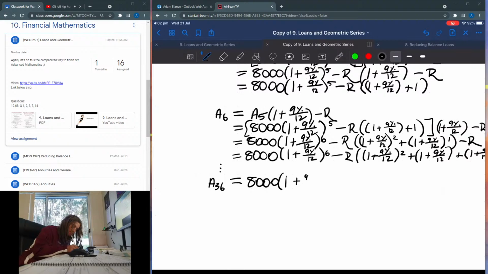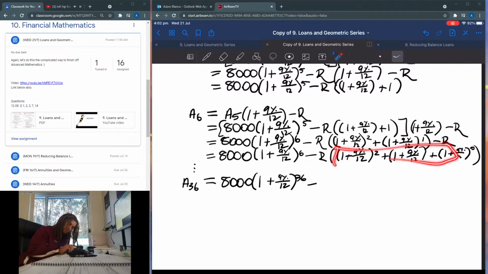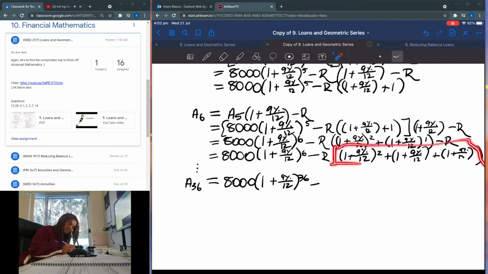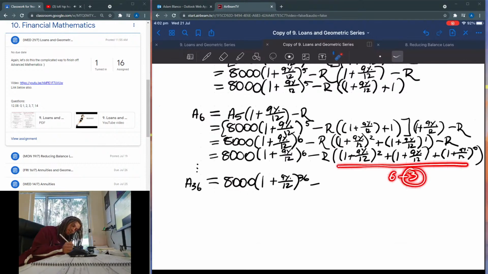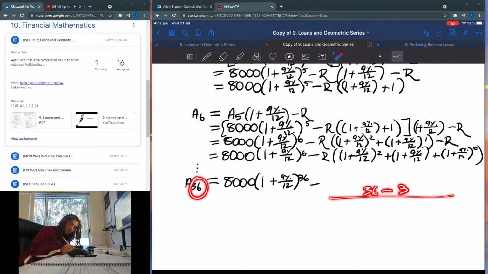8,000, 1 plus 9% on 12. Now, I'm just following the pattern. There's a 6 here and a 6 here. 36 here, which means this has to be a 36. Now, I want all these terms. So all these terms, there's 3 of them, and this was a 6. So that means there's 3 less than, so like if this is 6, the amount here is 6 minus 3. So to take away 3. So there's 36 here, there's going to be 36 minus 3 of them, which means there's 33 of them.